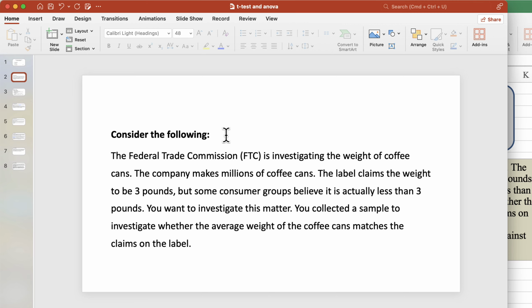In this hypothetical example, the Federal Trade Commission is investigating the weight of coffee cans. A company makes millions of coffee cans. The label claims the weight to be 3 pounds, but some consumer groups believe it's actually less than 3 pounds. You want to investigate this matter. You collected a sample to investigate whether the average weight of the coffee cans matches the claim on the label or not.